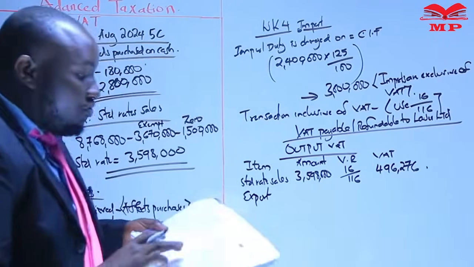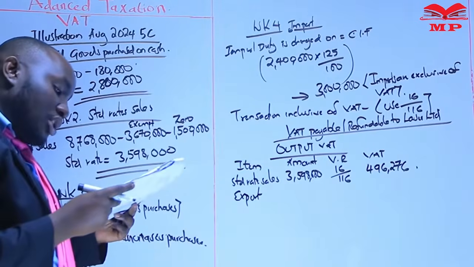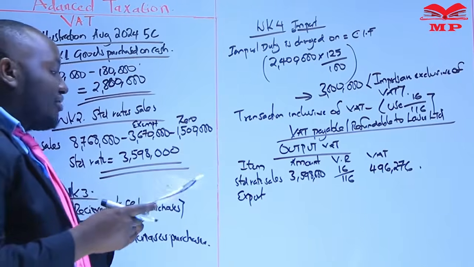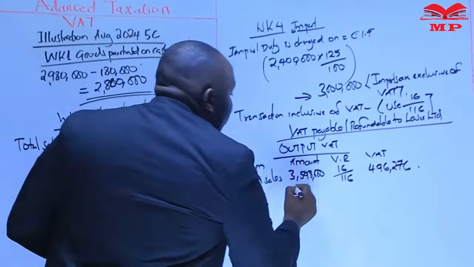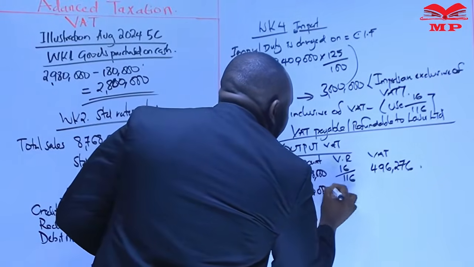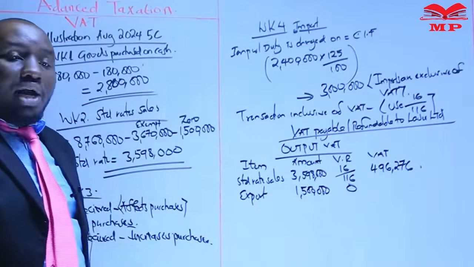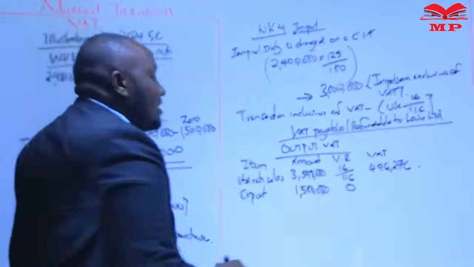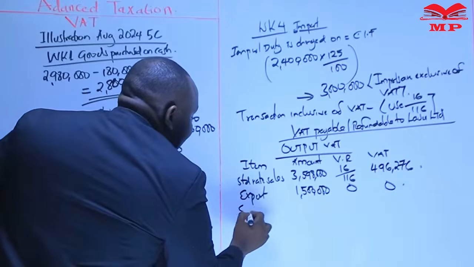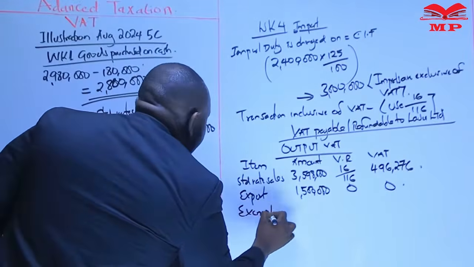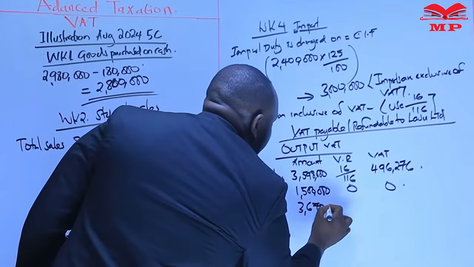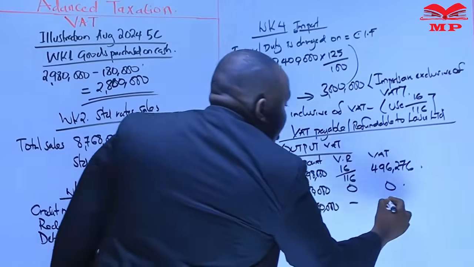The next item on sales, we have what we call zero rated, zero export. When you read the additional information number 3, export to South Africa. So export was a figure of 1.5. Remember zero rated, so that is 0. Then you have exempt. Exempt, we have at a figure of 3,670,000. We don't charge VAT at all.